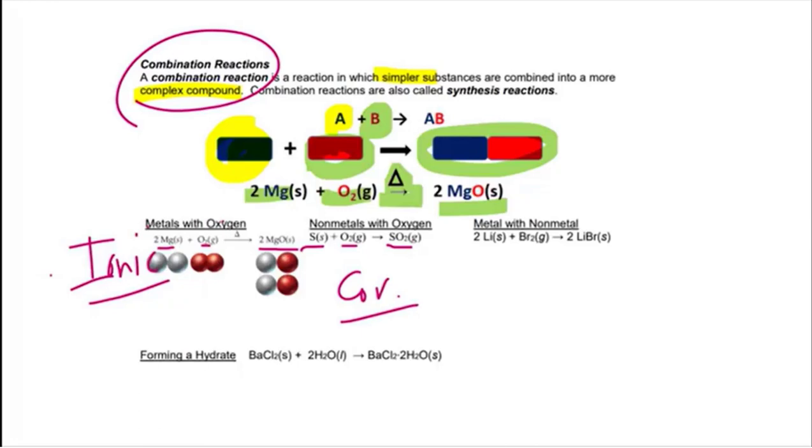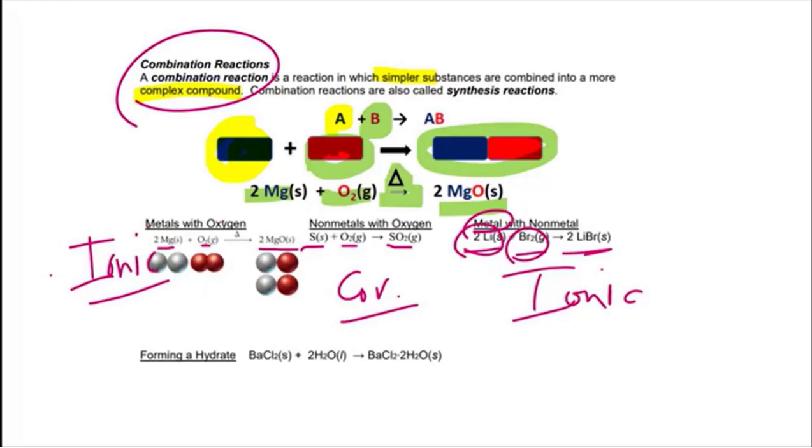And here's an example not including oxygen. We can just have a metal with a nonmetal. We can have lithium plus bromine to get lithium bromide. Since it involves a metal, this is also ionic. But these are all examples of taking two individuals or two simple things and making them more complex.